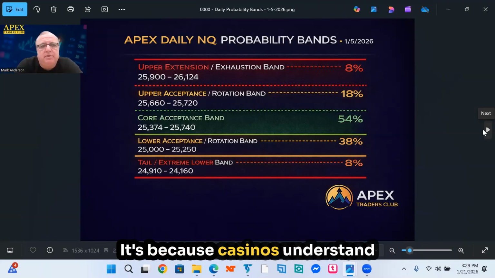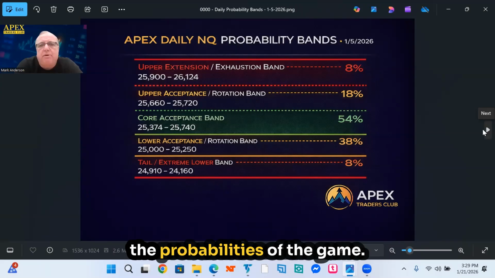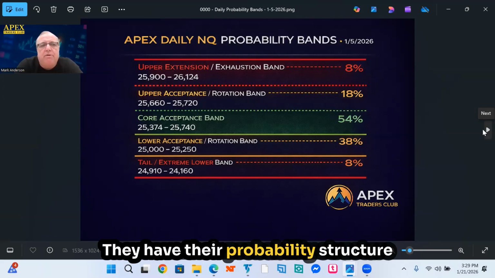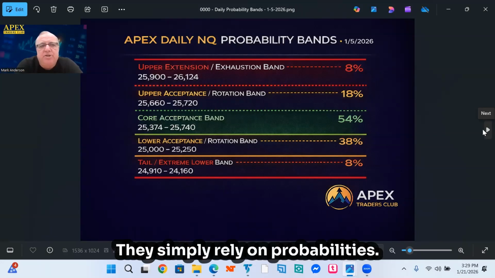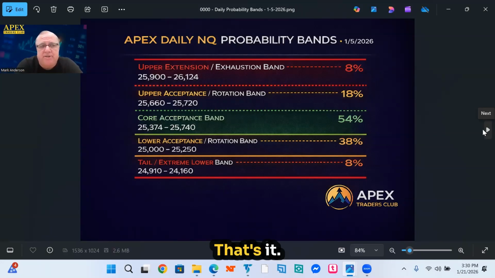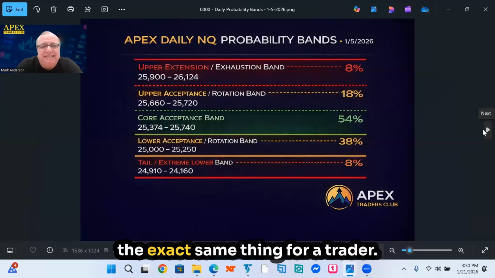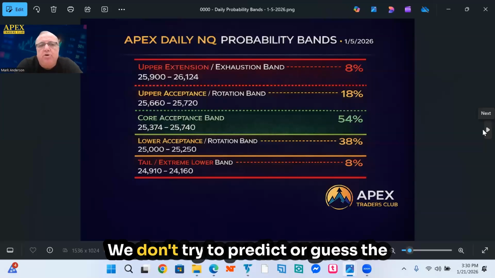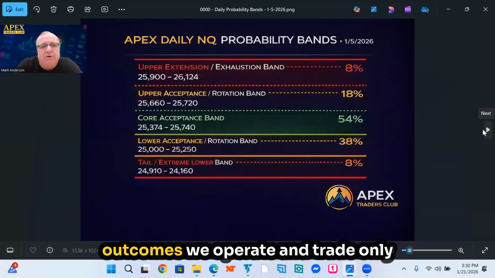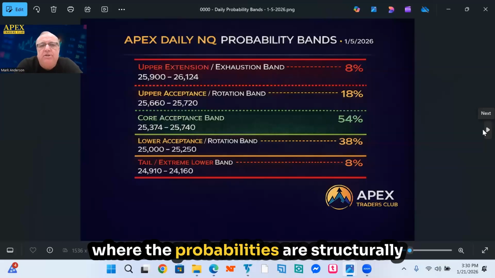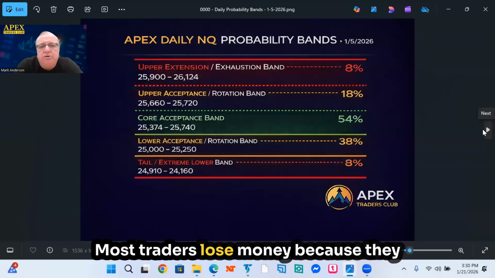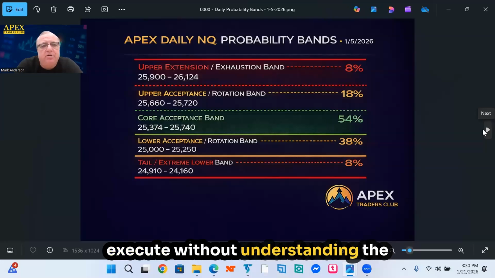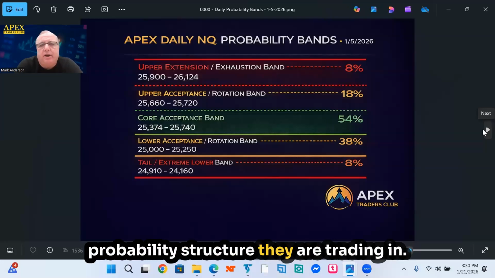It's because casinos understand the probabilities of the game. They have their probability structure in place for every game in the casino. They simply rely on probabilities. That's it. And these probability bands do the exact same thing for a trader. We don't try to predict or guess the outcomes. We operate and trade only where the probabilities are structurally favorable to our advantage. Most traders lose money because they execute without understanding the probability structure they are trading in.